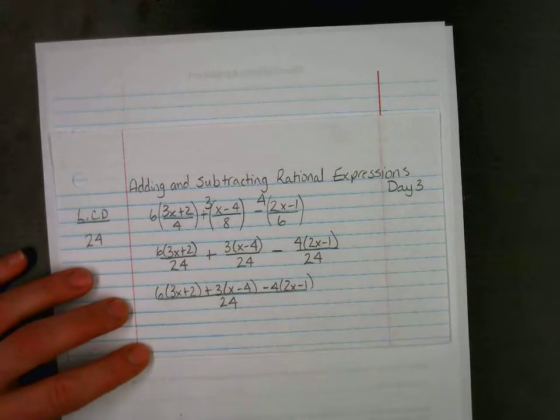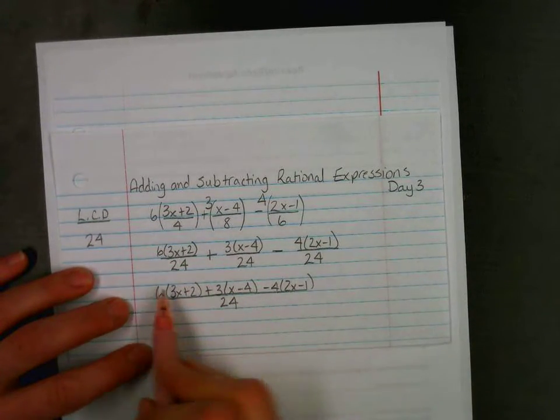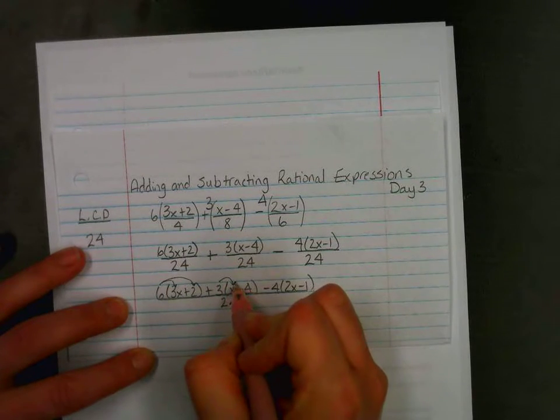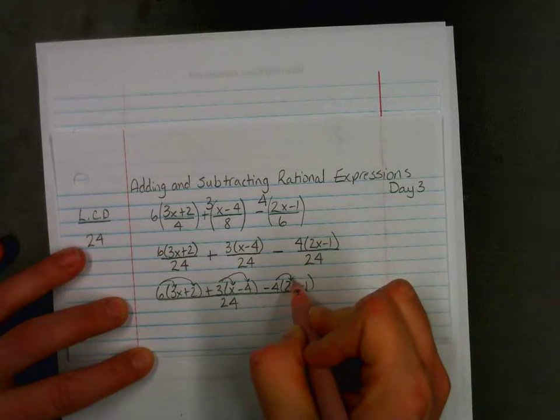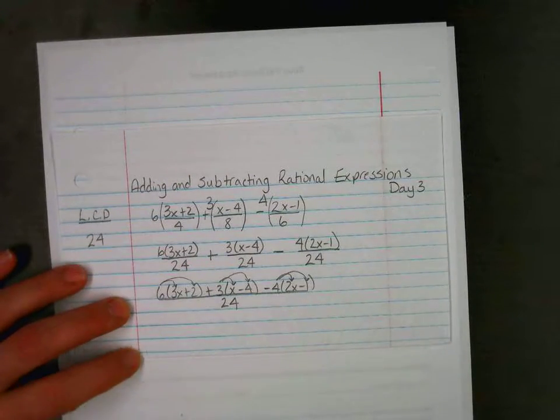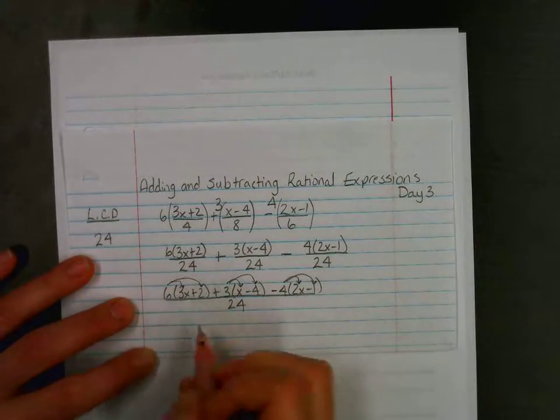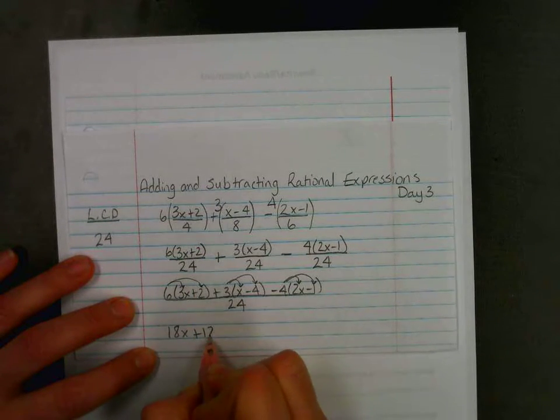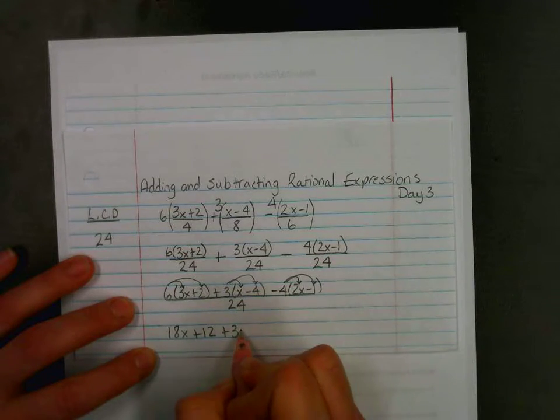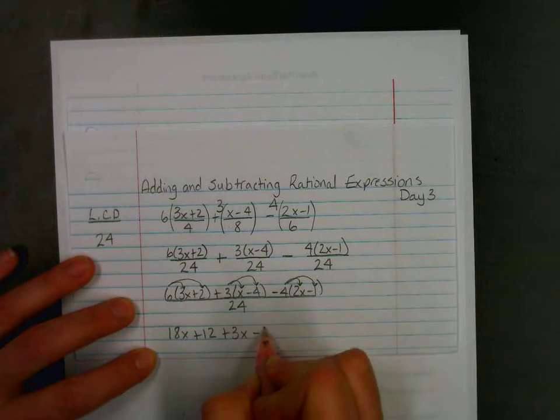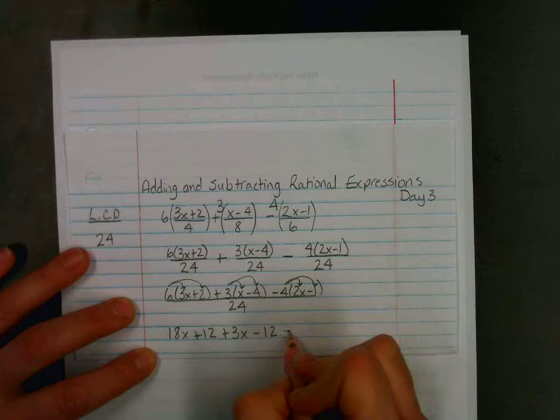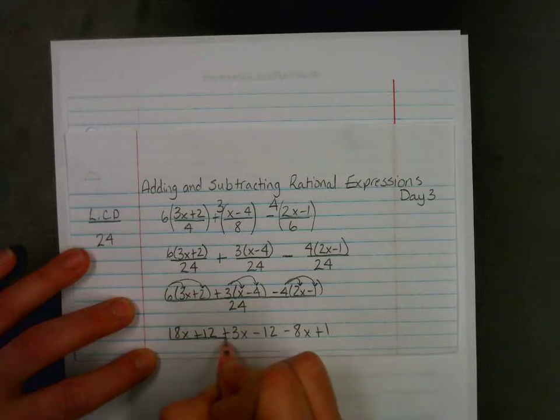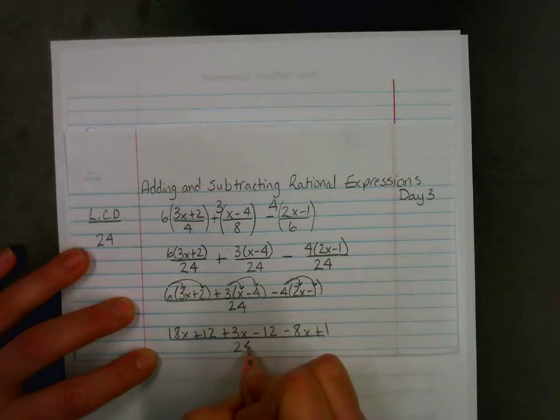All right, so now that we've done that, I want to simplify my numerator. To simplify my numerator, I would have to expand all of these values through my brackets and then collect all of my like terms. So 6 times 3x is 18x plus 12 plus 3x minus 12 minus 8x plus 1. And then this is all going to be over the number 24.